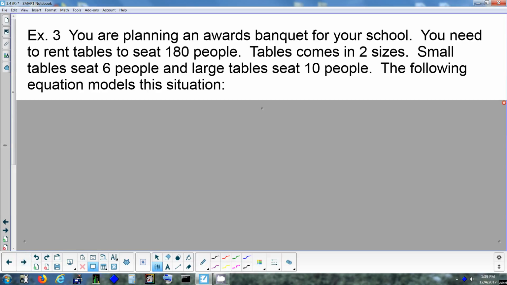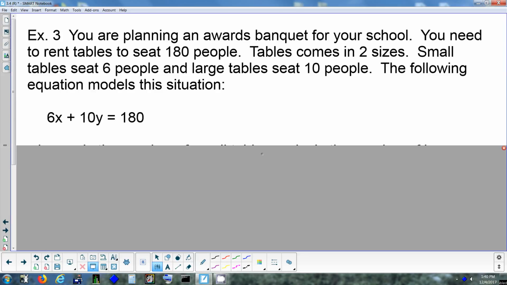How many people fit at a small table? 6. How many people can you fit at a large table? 10. So there might be different combinations of tables you could get. Maybe you could get this many small and this many large, or a different number of small and large. The point is you have to seat 180 people. That's the equation that represents this problem.